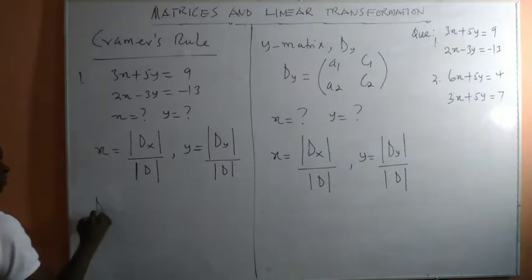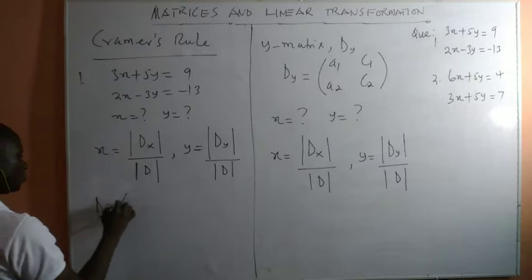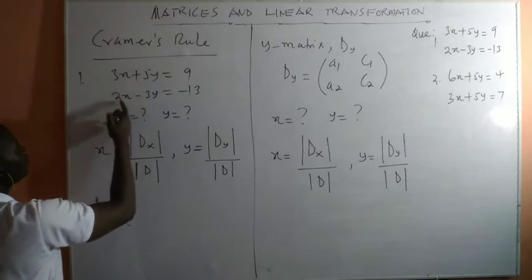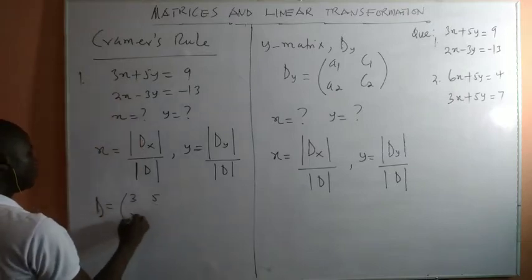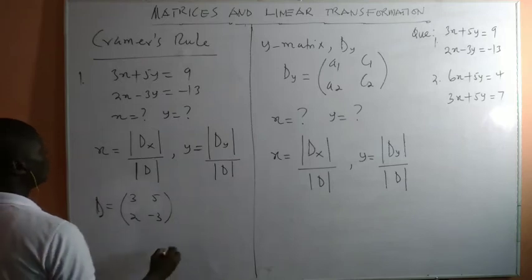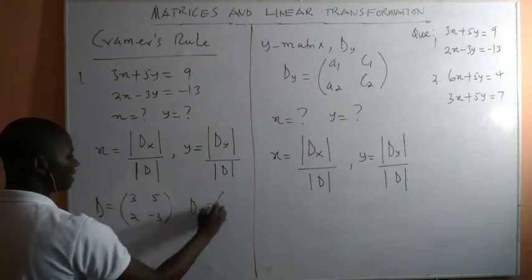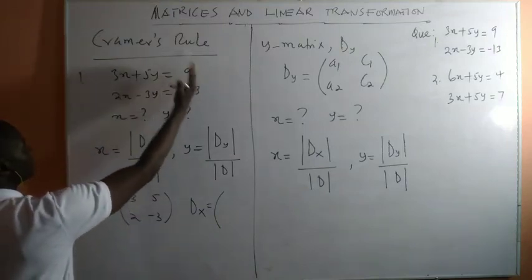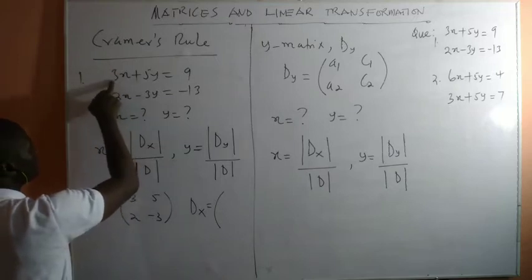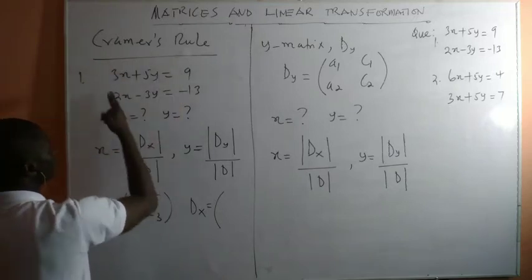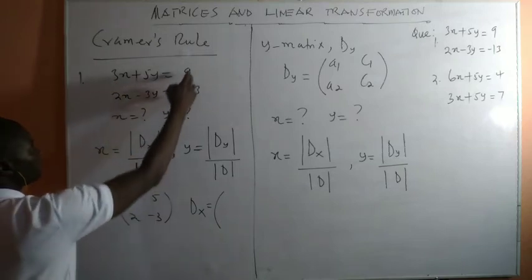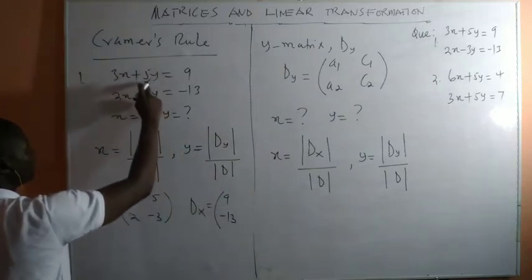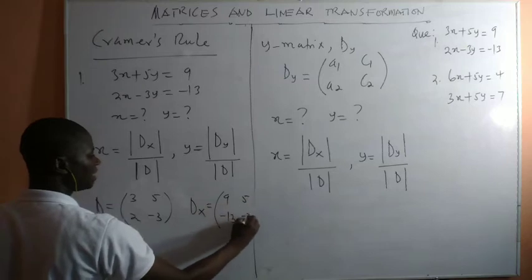Now, what is the coefficient matrix? The coefficient matrix is the constant coefficients of the variables x and y. So we have 3, 5, 2, minus 3. And now, with the x matrix, Dx, the coefficient of the x term is replaced by the constants. So instead of 3, 2, as we have here, it is replaced by 9, minus 13. So we have 9, minus 13. But the coefficient of the y is maintained, 5, minus 3. So we have 5, minus 3.